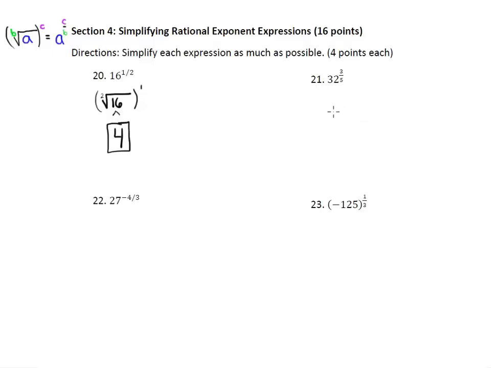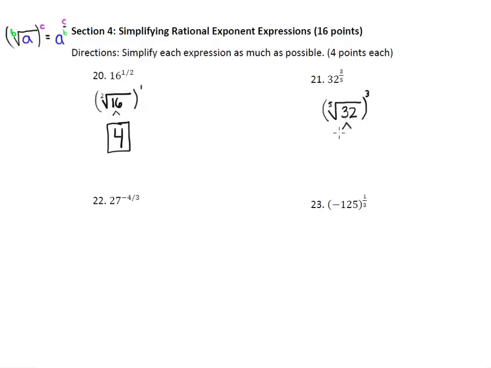Number 21, let's do the same thing. Let's do our little radical sign. Let's do 32. The 5 goes right here. And all raised to the power of 3. Now, this is another one, like square root of 16, I would assume you probably have that one memorized. This would be another really good one to memorize. I'm still going to simplify it out using a factor tree, but it would be a really good one to just have memorized.